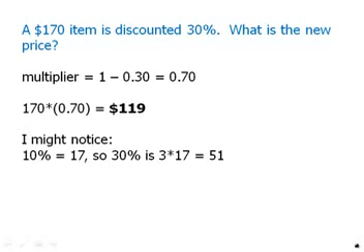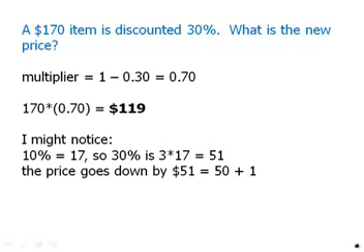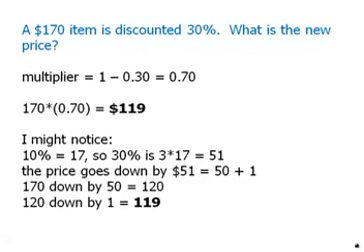Now, a totally different way to do it is, I might notice, again this is number sense, notice that 10% is $17, the 30% is 3 times that, $51. So in other words, 170 goes down by $51. And here's how I think about this. Price goes down by $50 and then it goes down by $1. Goes down by $50 from 170 to 120 and then by $1 from 120 to 119. That makes it very easy to do in my head.